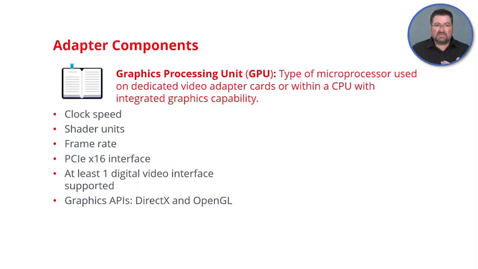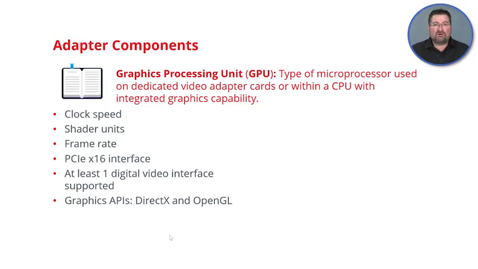GPUs will have clock speeds. They will have, I don't know what the shader units are, but they have clock speeds. They have frame rates. They're always going to interface via PCI 16. At least one digital video interface, if not multiple. So it's probably going to be HDMI if there's only one, or it's going to be a whole bunch of other ones that can produce. Remember, Thunderbolt's in there too.